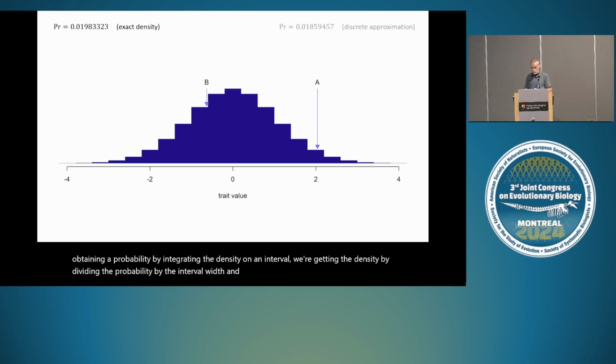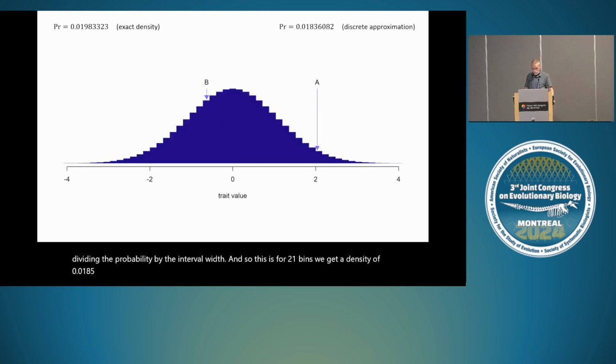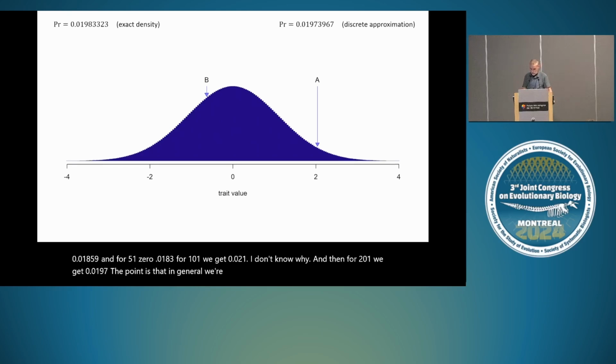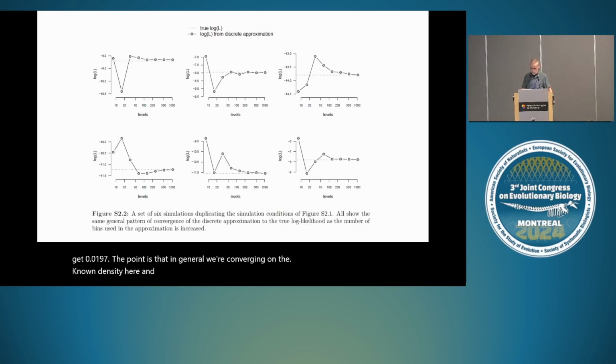And so this is for 21 bins. We get a density of 0.01859, and for 51, 0.0183. For 101, we get 0.021. I don't know why. And then for 201, we get 0.0197. The point is that in general, we're converging on the true known density here. And this is generally going to happen.